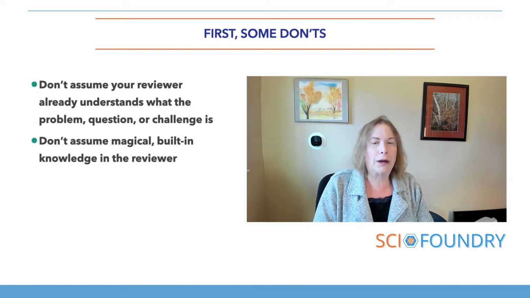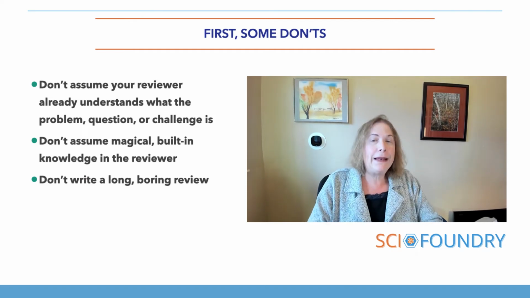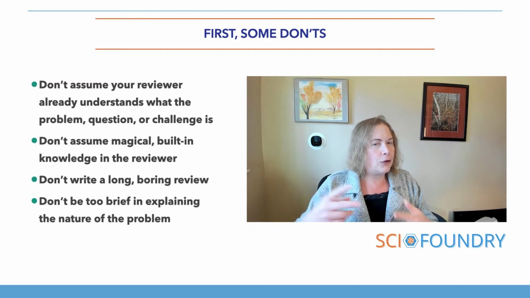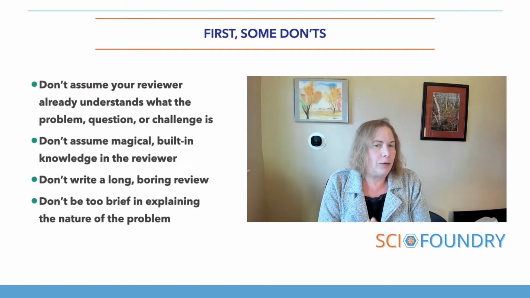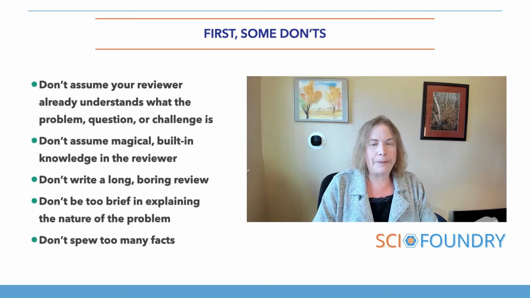I don't know why we assume that they're magical human beings and we aren't, but it doesn't work. Don't write a long, boring literature review in your significance section. Don't do it. Don't be too brief in explaining the nature of the problem. It seems like those two bullet points are the opposite of one another, but they're not, and I'll explain that with the subsequent do and don't. So don't spew too many facts. That's the last of the don'ts.